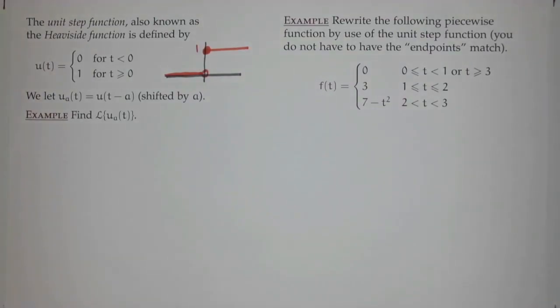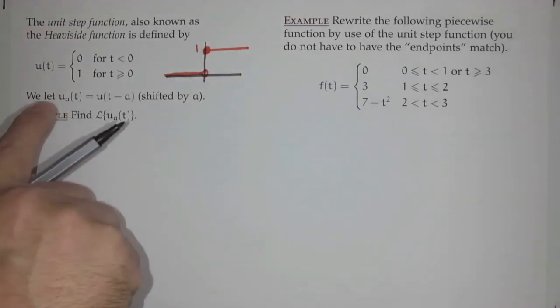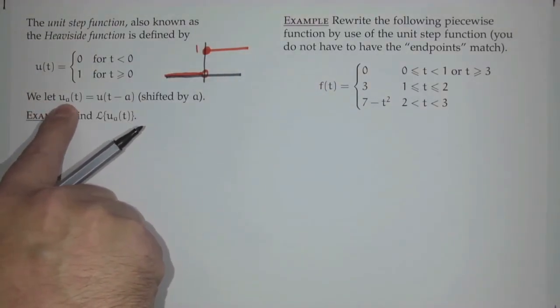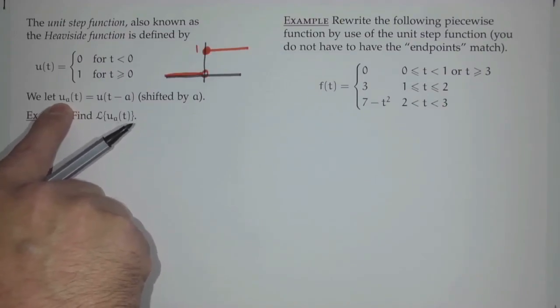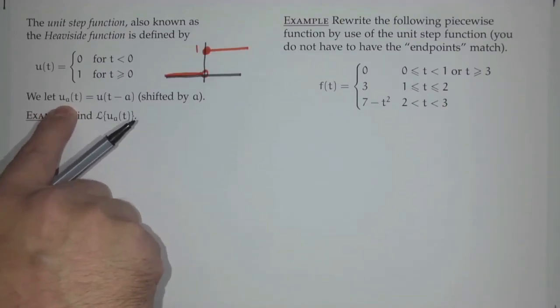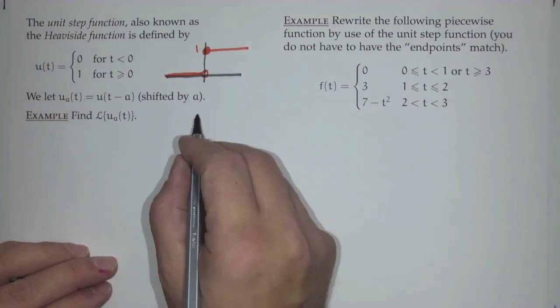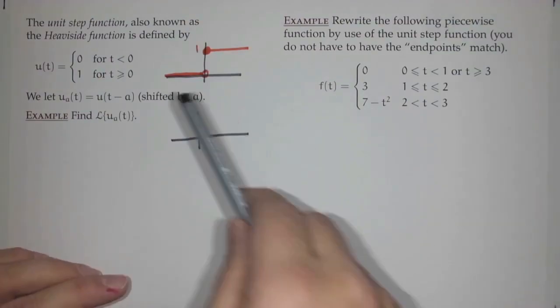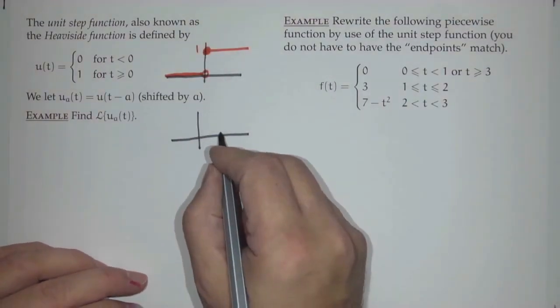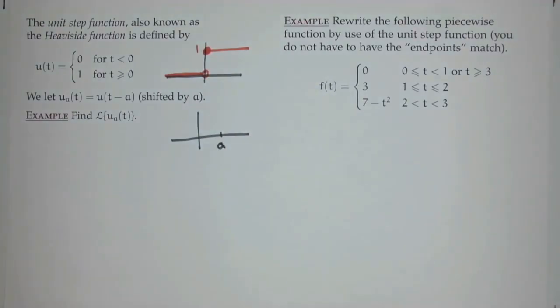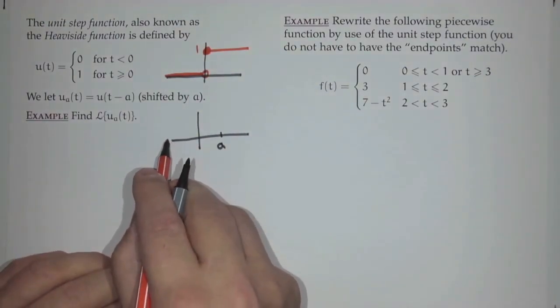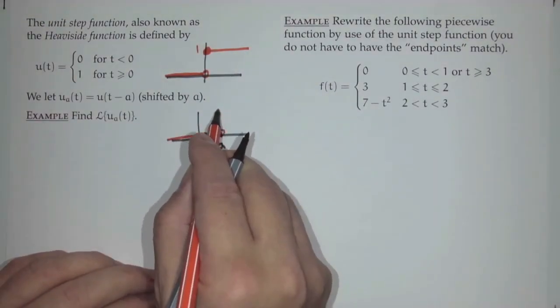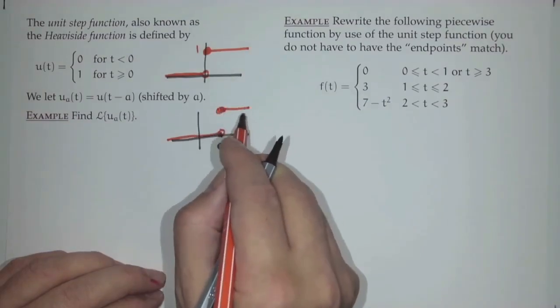And then we're going to see this several times, and there's a particular one. It's going to be so common, we're going to actually be marking it as u sub a. So there's a subscript, and what the subscript tells you is how far you shift over. The original function jumps up at 0. U sub a jumps up at a. So you come over, and then you jump up. So this is u sub a.